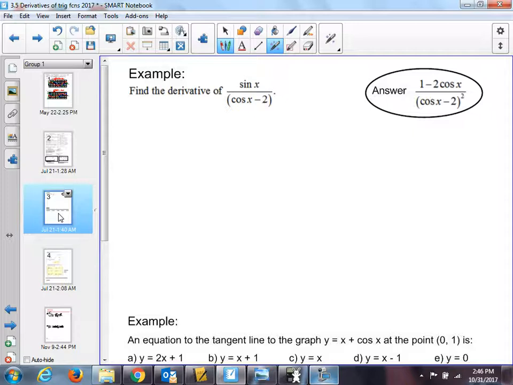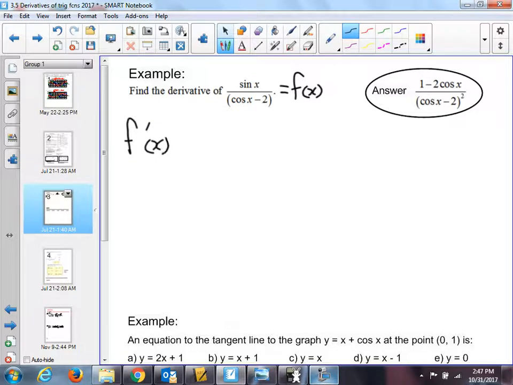Find the derivative of this function. Why don't we call this f of x just so we can use notation we like? So f prime of x. What kind of rule do we have to use here? Product rule? Quotient rule. So that's the derivative of the top, leave the bottom alone. The derivative of sine of x is cos of x. We just learned this. Write down the bottom.